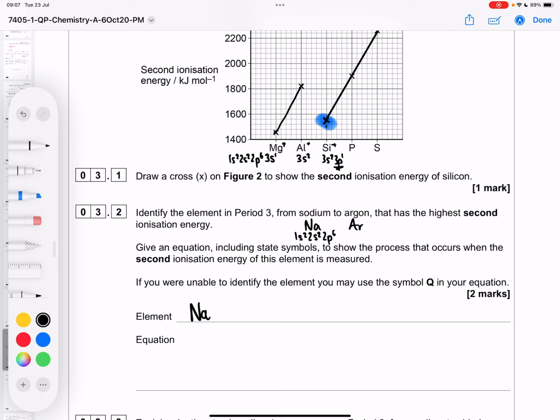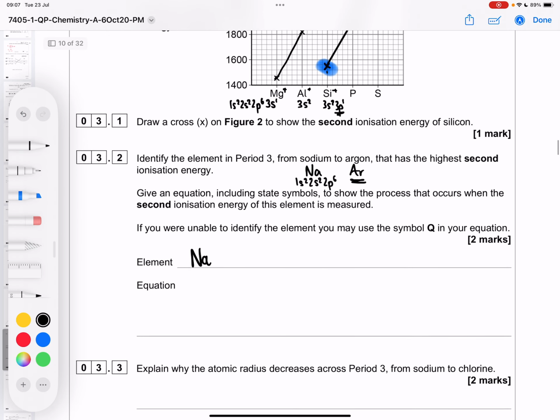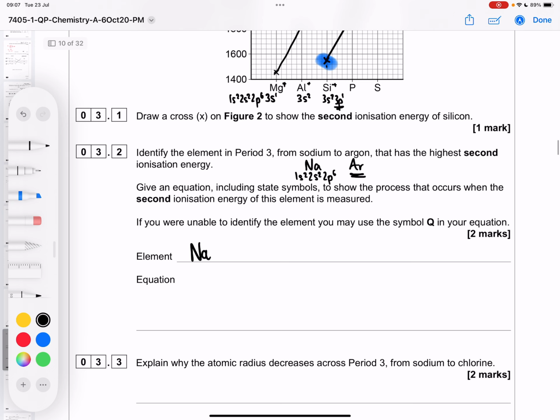Normally, as you go across a period, the one at the end, you'd normally think argon would have the highest, but that would be the highest first. Sodium will, for its second ionisation energy, will have lost the whole third shell, and so its electrons will be much closer to the nucleus.